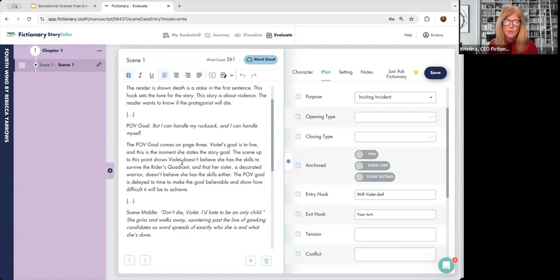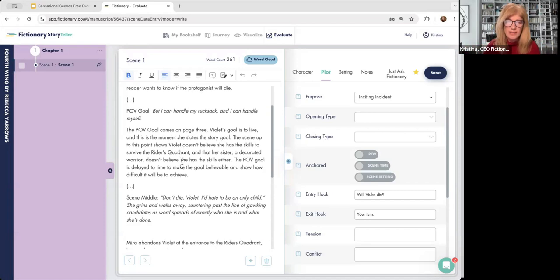Then we have the point of view goal: But I can handle my rucksack and I can handle myself. So Violet, this is 3 pages in where her goal is. So you get a little bit of backstory, a lot about the story, and then her goal is to live. And this is the moment she states the story goal as well as the scene goal. The scene to this point is Violet really doesn't believe she has the skills to survive in the Rider's Quadrant. Her sister is a decorated warrior. She now is put in an impossible situation. And because it's linked to her main story goal, it really works for this scene.